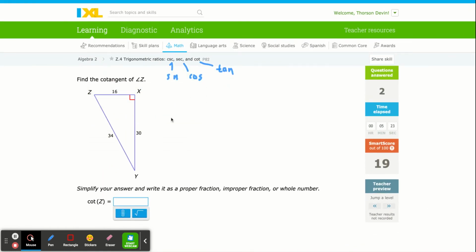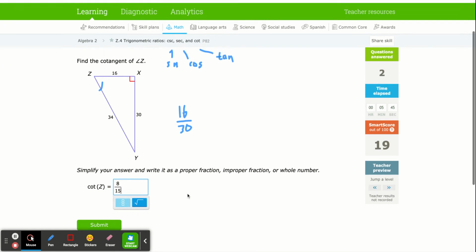Cotangent, the reciprocal of the tangent. So I'm going to find Z. Here's Z, opposite, adjacent, but cotangent's not opposite over adjacent, it's adjacent over opposite, so it's 16 over 30, and then I reduce that to 8/15. Again, not too difficult. Just make sure that you get the right ratio in the right order.